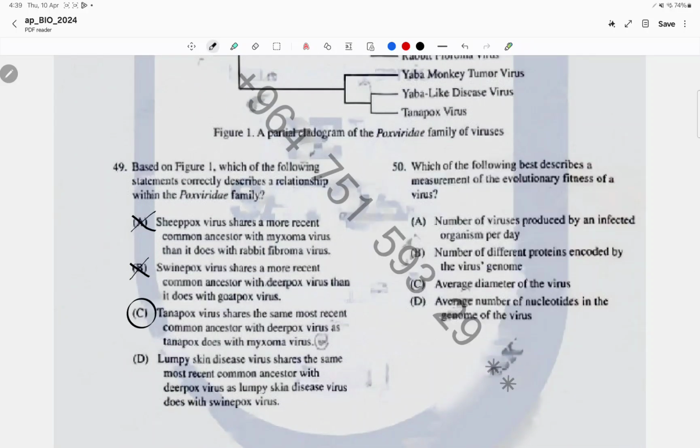50. Which of the following best describes a measurement of the evolutionary fitness of a virus? It's not about how many proteins or diameter. It's about how many viruses you can actually produce.